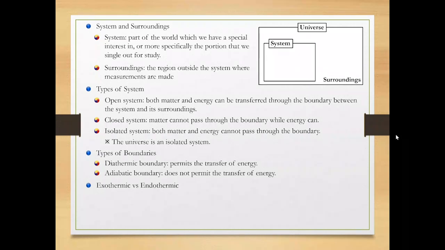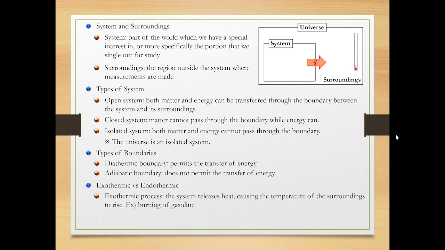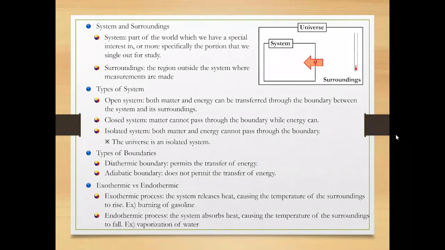Thermodynamic processes can be either exothermic or endothermic, depending on the direction of heat flow. An exothermic process is the process that releases heat or thermal energy from the system to its surroundings, causing the temperature of the surroundings to rise, like burning of gasoline. Endothermic process is the one in which the system absorbs heat from the surroundings, causing the temperature of the surroundings to fall, like vaporization of water.